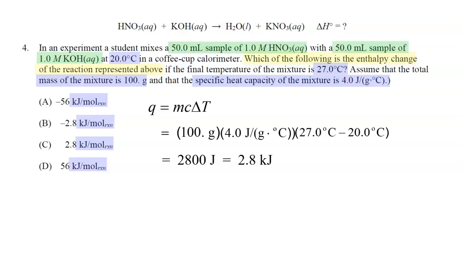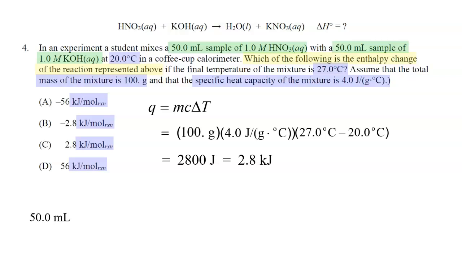That means that we can focus on calculating the number of moles of either nitric acid or potassium hydroxide, and then we can connect that to the coefficients in the balanced equation to calculate the quantity mole of reaction. So I'm going to start with the nitric acid because that's the first chemical listed in this question. So we have 50 milliliters.